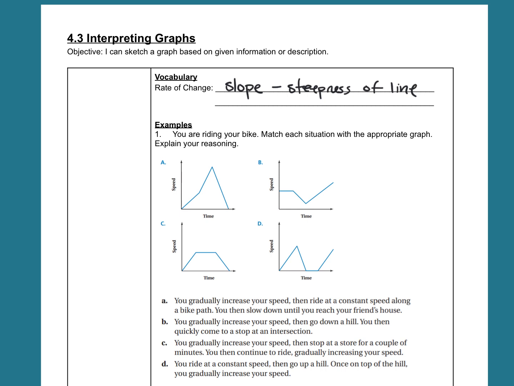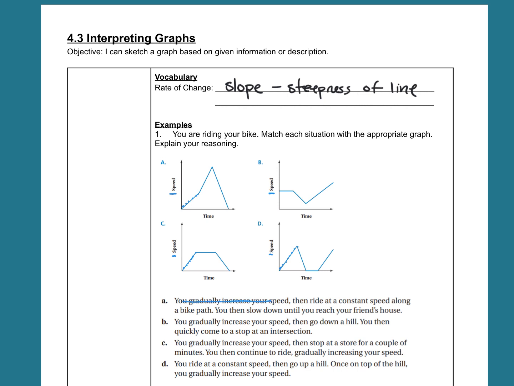You gradually increase your speed. So speed is this y-axis here. So speed is going up, speed is going up in A, C, and D. So we got that part, increase your speed.